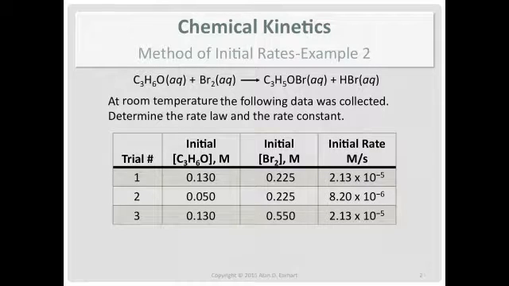Let's do another example using the method of initial rates to find the rate law. And don't use this as the first one to watch because I'm going to go a little faster through this than I did the first example. So this is a bromination example. We're adding bromine to acetone.